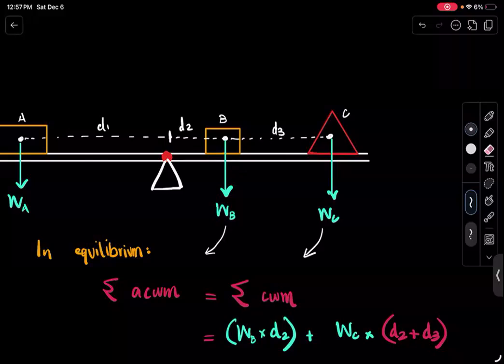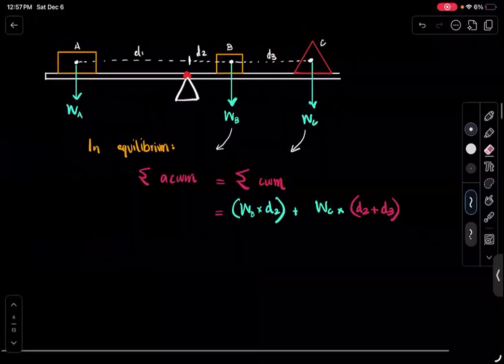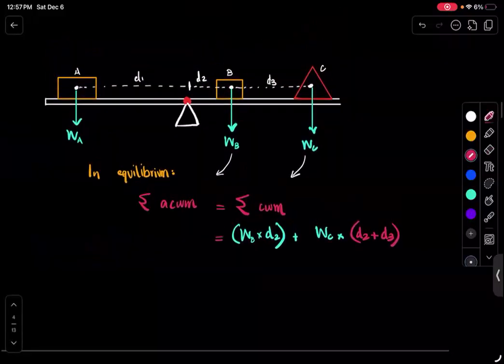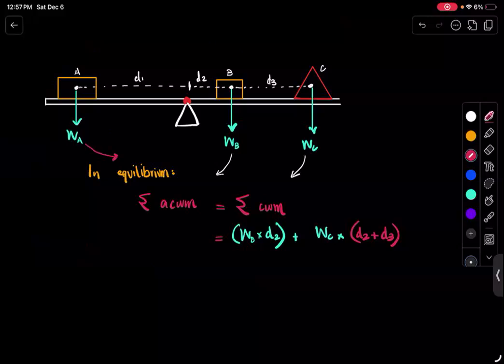Okay. So then what about on the left side? What about the anti-clockwise moments? This is going to make your bar turn in the opposite direction, anti-clockwise, right? And what is the moment? That is WA multiplied by D1. So in equilibrium, this statement should hold true. Okay.